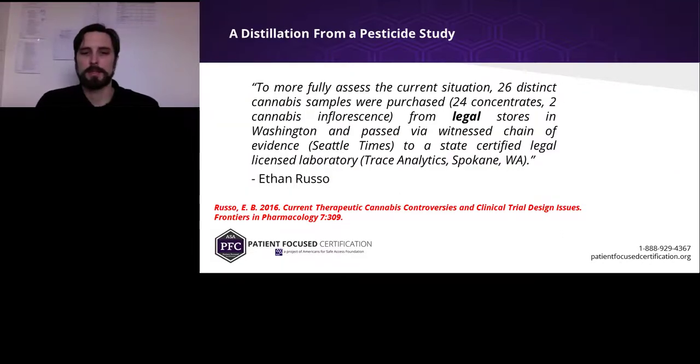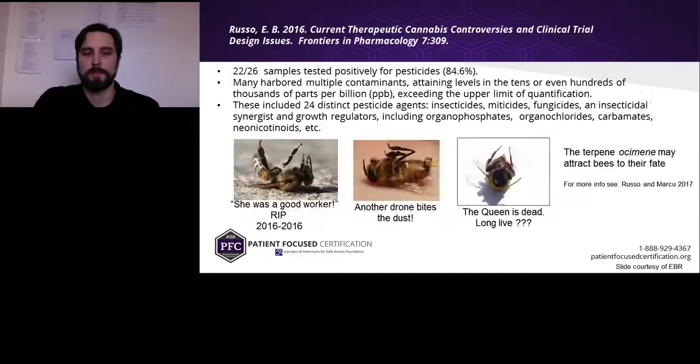So, a distillation from a pesticide study published by Dr. Russo in 2016. He said, to fully assess the situation, 20 distinct cannabis samples were purchased, 24 concentrates or extracts, and 2 cannabis inflorescences, that is, whole flowers, from legal stores in Washington, so adult use stores, and passed through witness chain of evidence to a certified legal licensed laboratory. What were the results of that study?